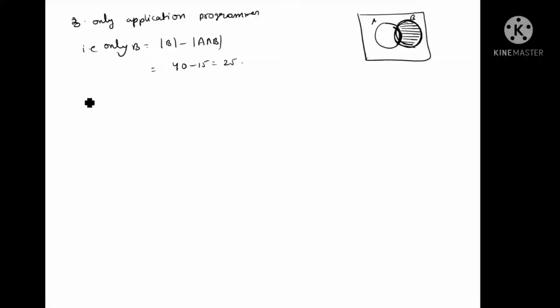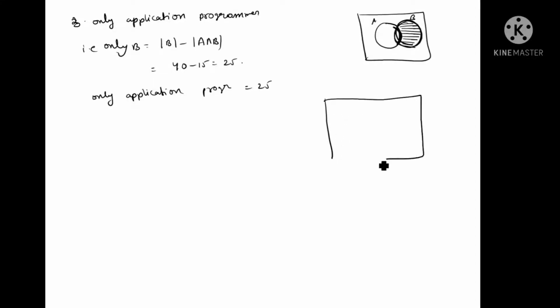So only application programmers are equal to 25. See, all the results can be shown in the Venn diagram. This is set A, this is set B. Only system programmers, how many? 15. Only application programmers, how many? 25. A intersection B is 15. So total 15 plus 15 is 30, 30 plus 25, so total 55 we got.